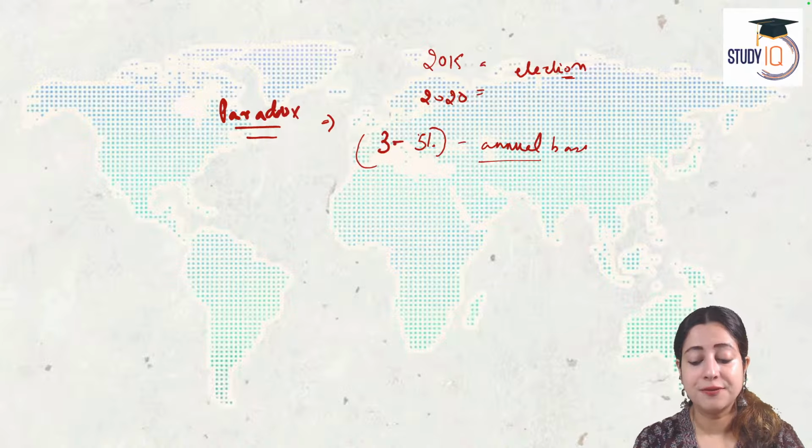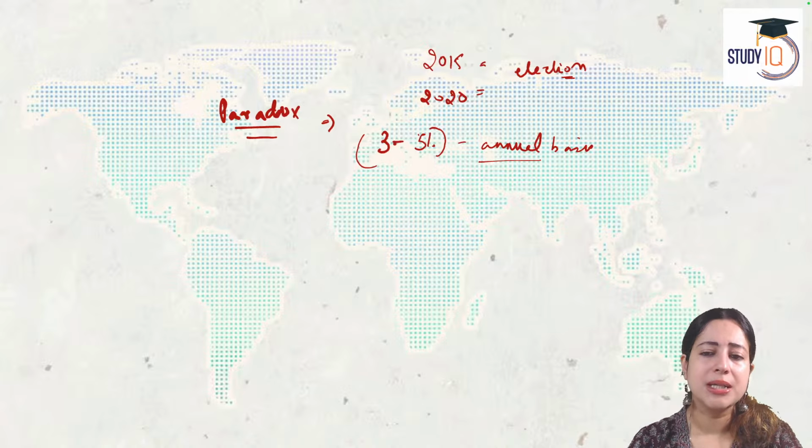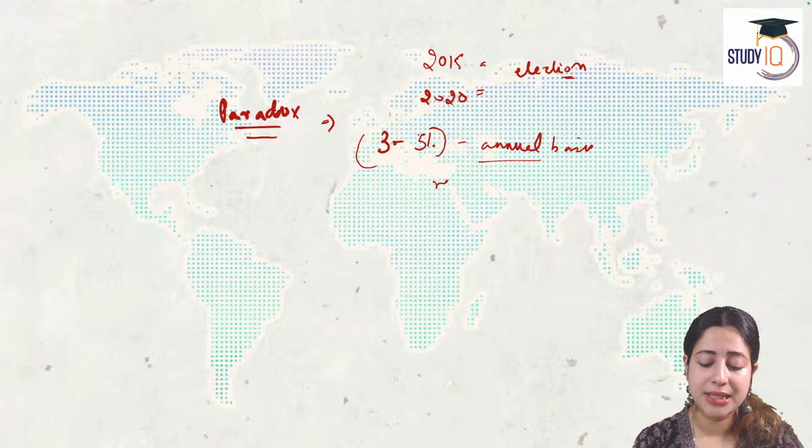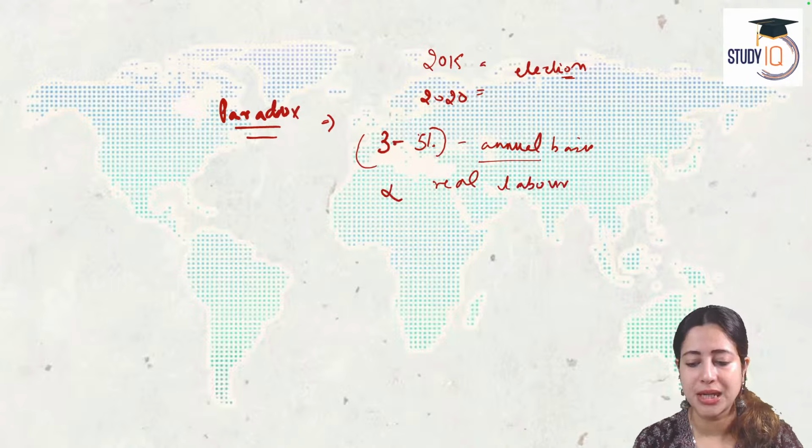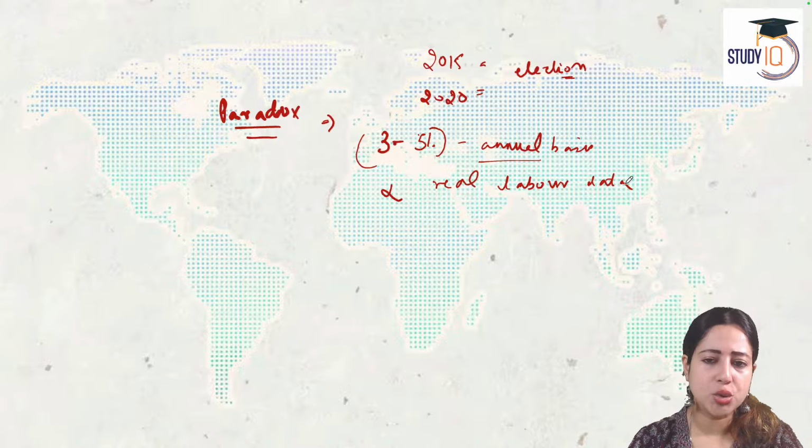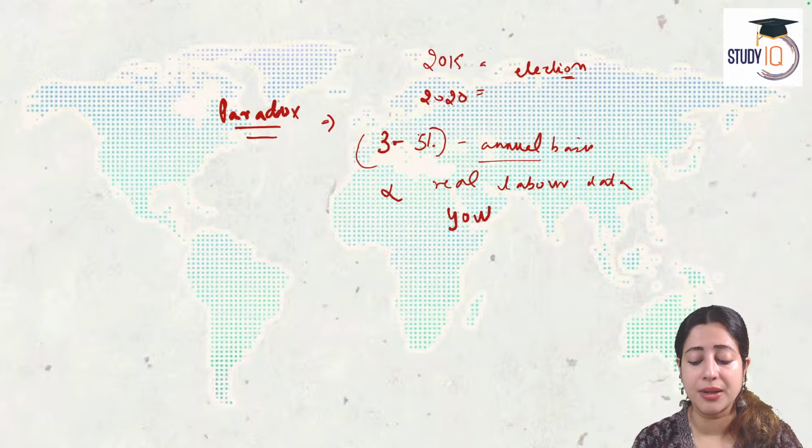But this is a very, very small number. It does not show the real labor data. So it fails to show you the real labor data on the ground. That is not visible here. It doesn't show you that a severe employment crisis exists in Bihar among the youth and the women.